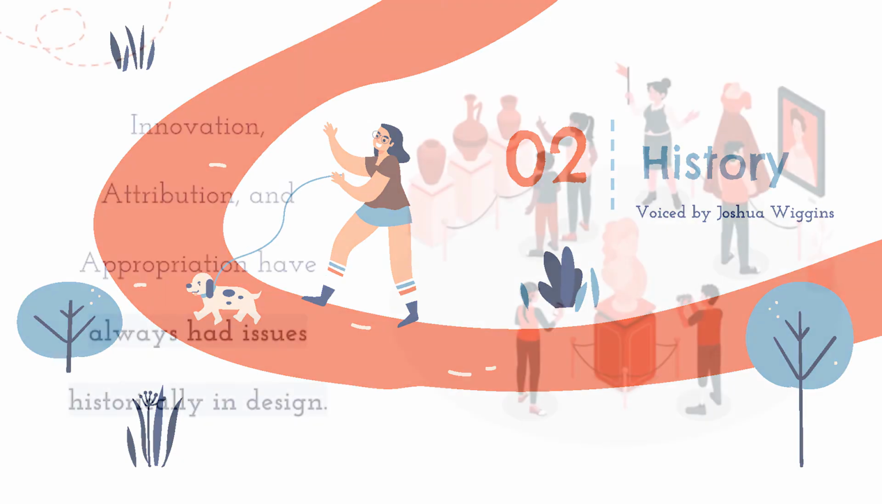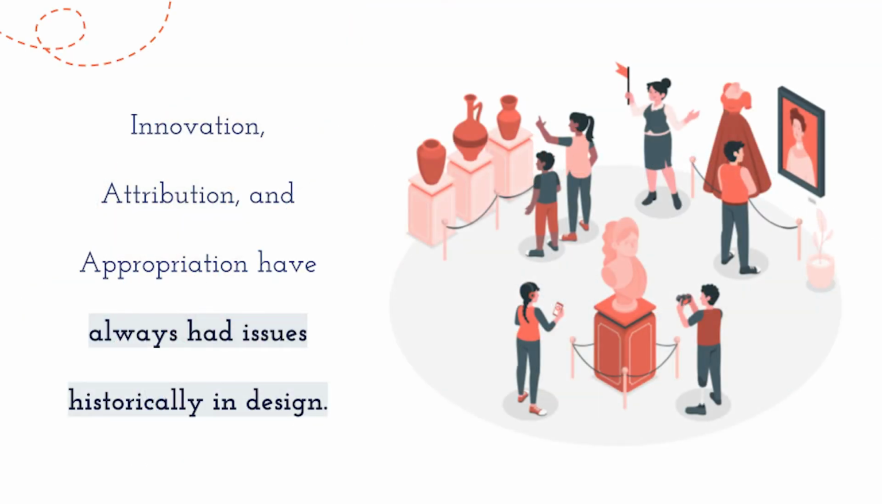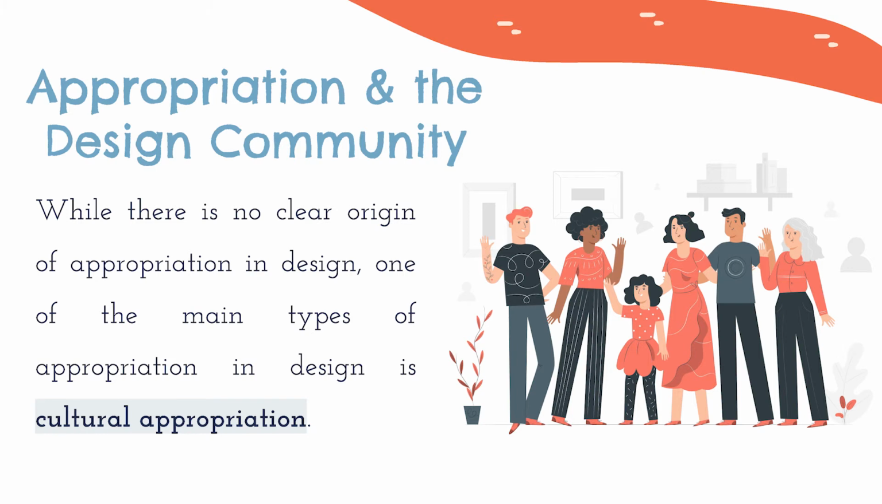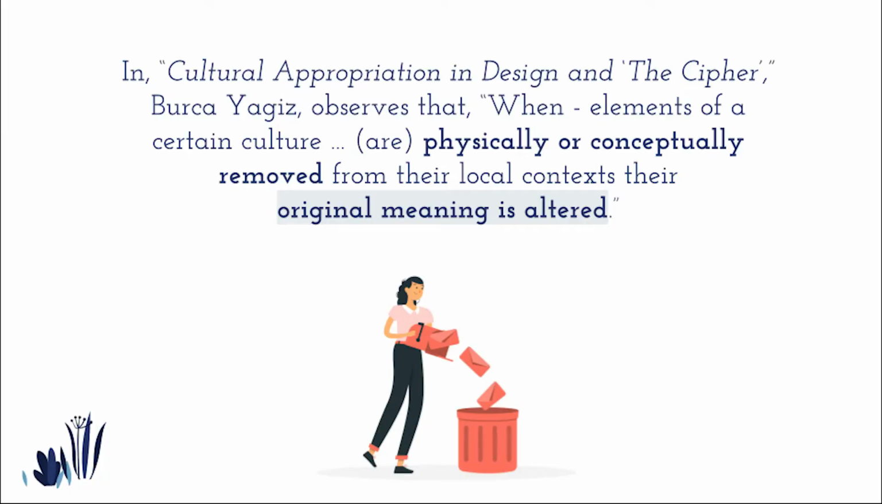History. Innovation, attribution, and appropriation have always had issues historically in design. Today we delve deeper into these subjects to see why it is so. Appropriation has long been an issue within the design community. While there is no clear origin of appropriation in design, one of the main types of appropriation in design is cultural appropriation. In Cultural Appropriation in Design and the Cipher, Burka-Yagis observes that when elements of a certain culture are physically or conceptually removed from their local context, their original meaning is altered.